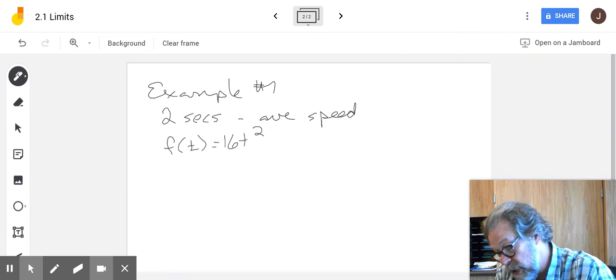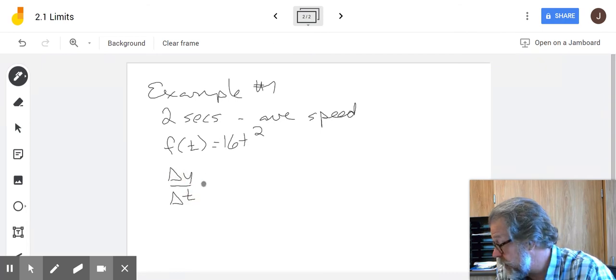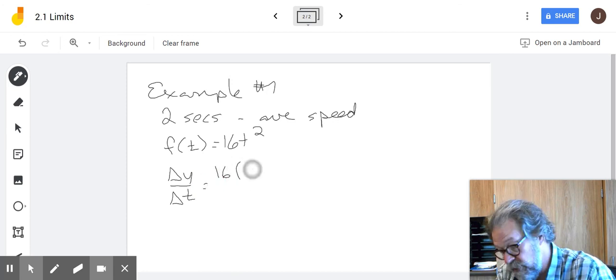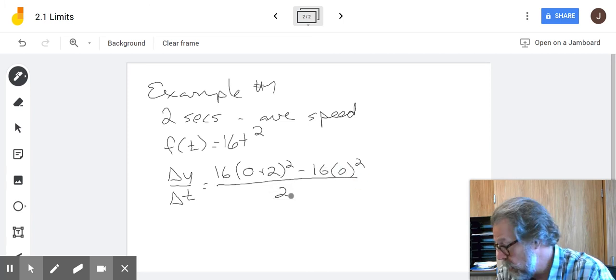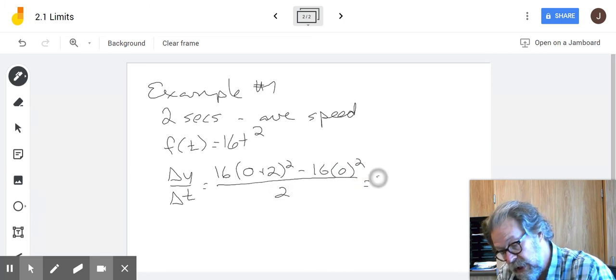And so we know that our average speed, change in y over change in time, is 16 times (0 plus 2) squared minus 16 times 0 squared, divided by 2. And of course, that is 32 feet per second.